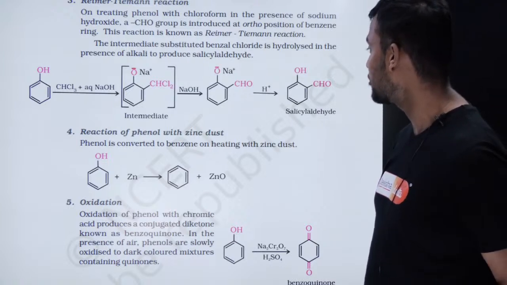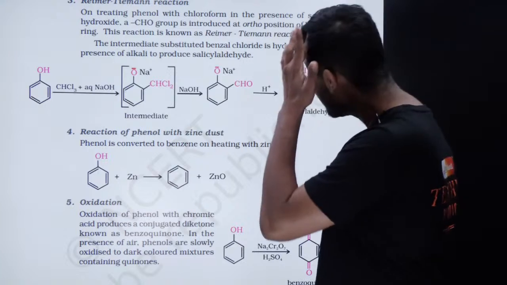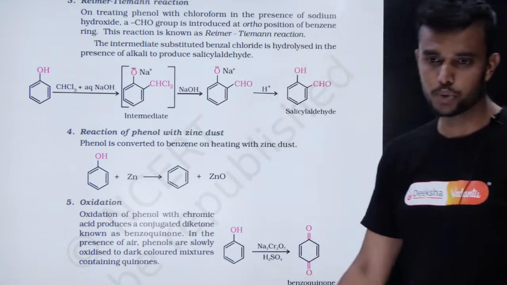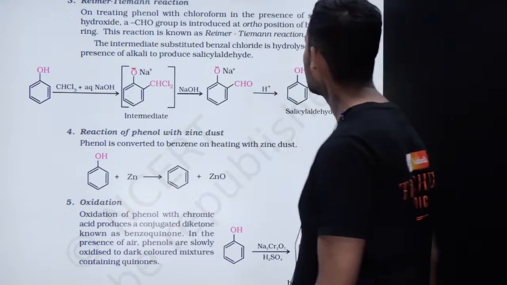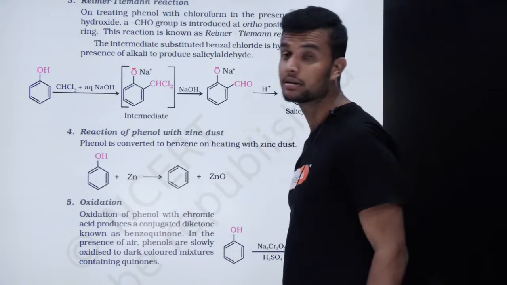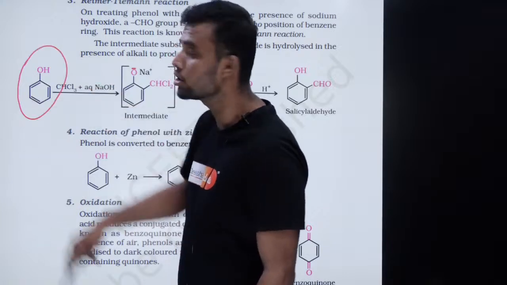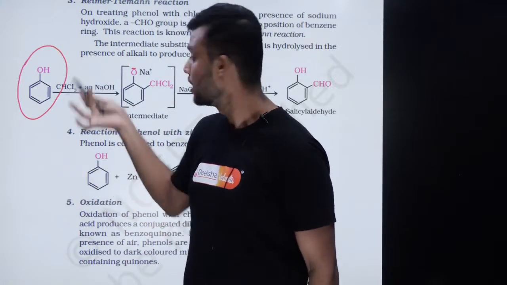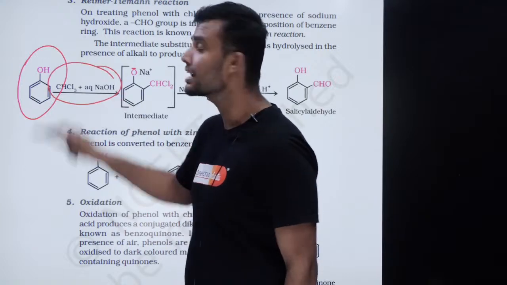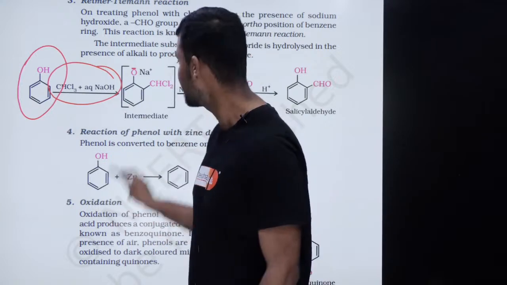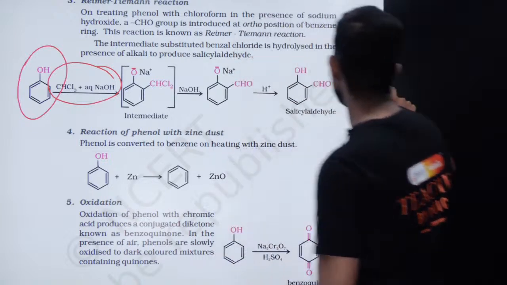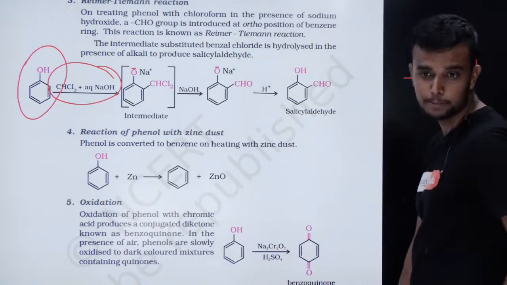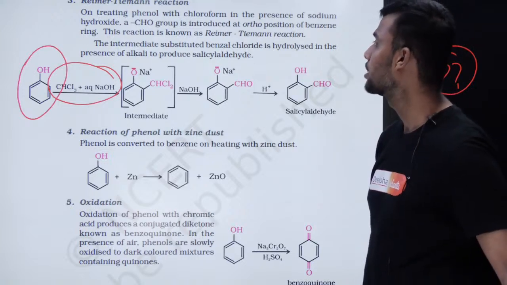Reimer-Tiemann reaction, and after that the reaction of phenol with zinc dust, and last one, oxidation to benzoquinone. These are all very important. They give the reactant and the reaction conditions and ask you to predict the product. They ask predict-the-product type questions here, students.